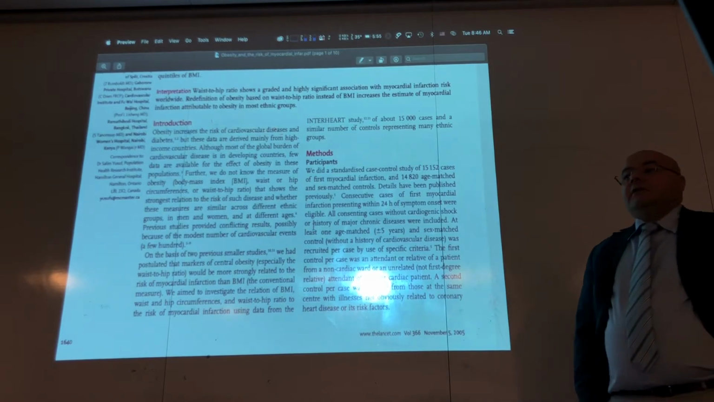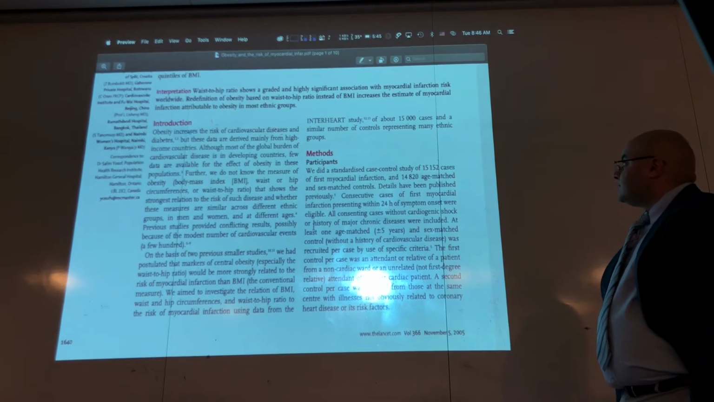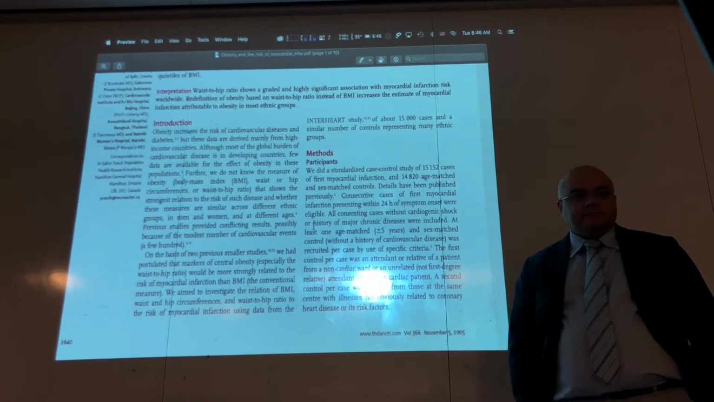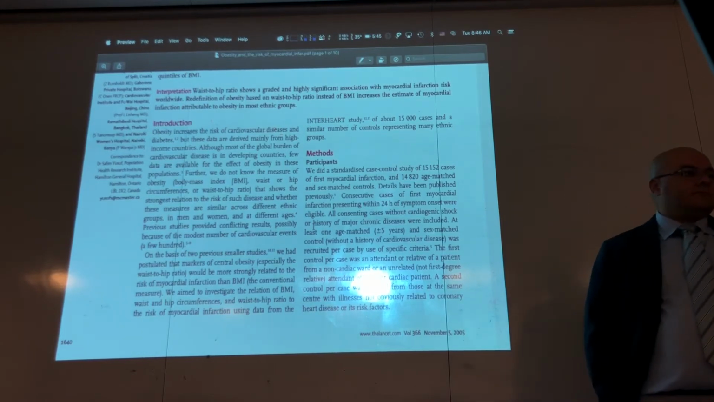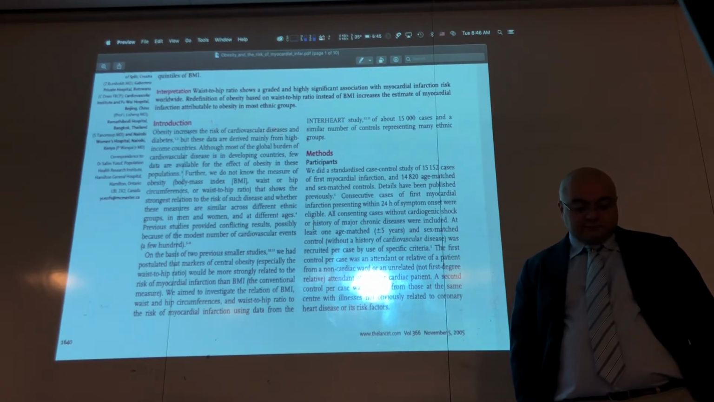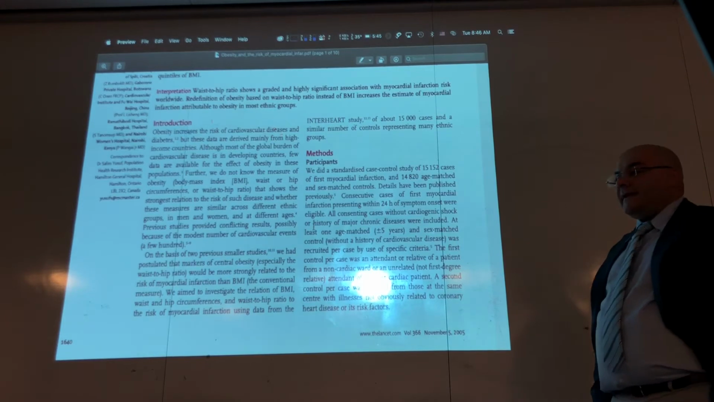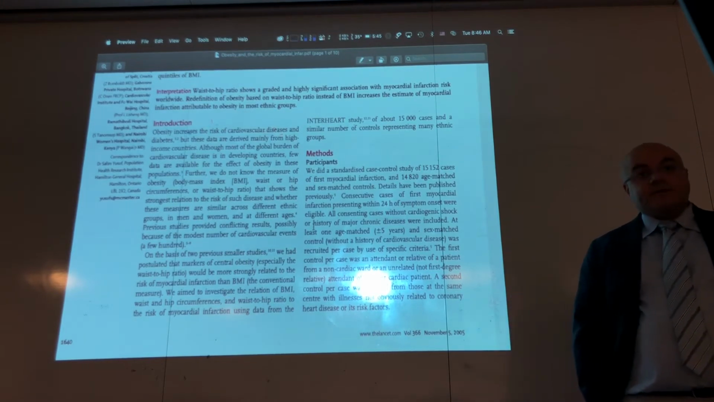So how many cases and how many controls? 15,152 cases and 14,461 cases, wait, what? 14,637. Okay. So this is one of the key elements: the participants, how many cases, how many controls. So the key elements are the cases and controls.